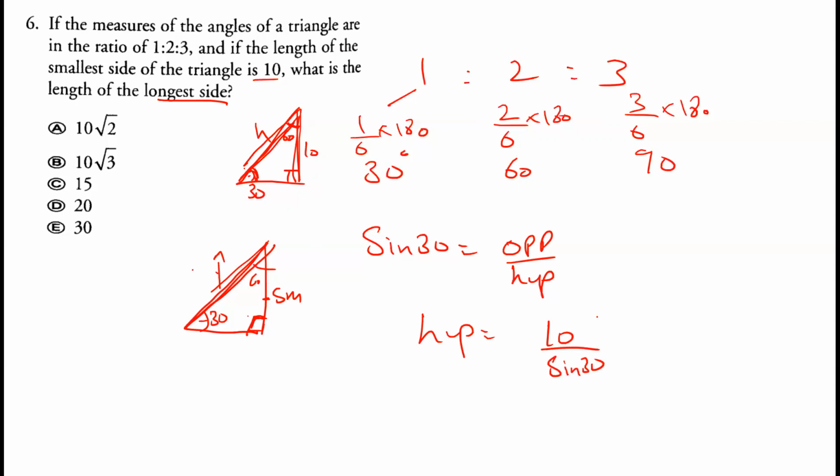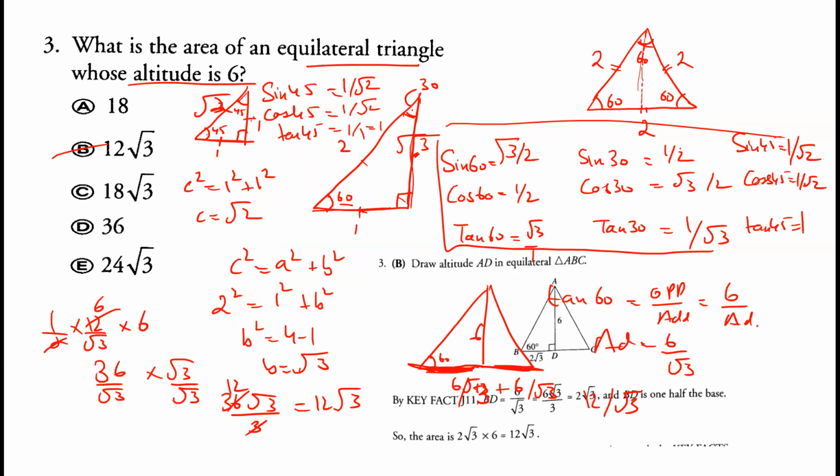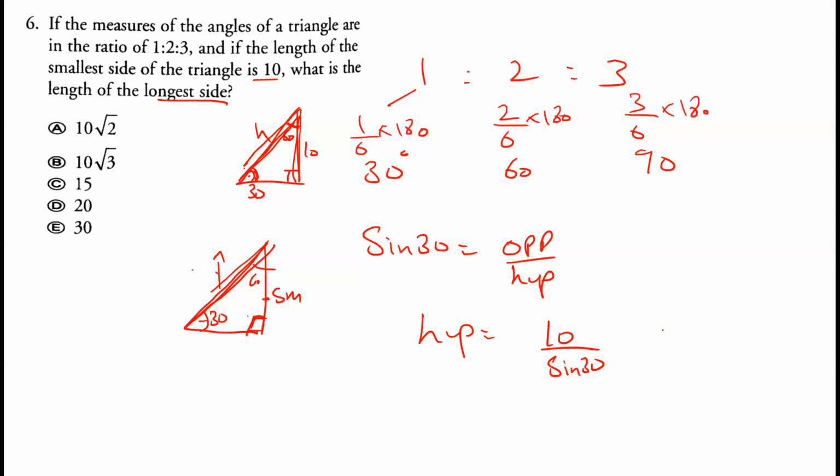And as we know from the previous slide, sine 30 equals half. So 10 divided by 0.5 equals 20. So the correct option is D.